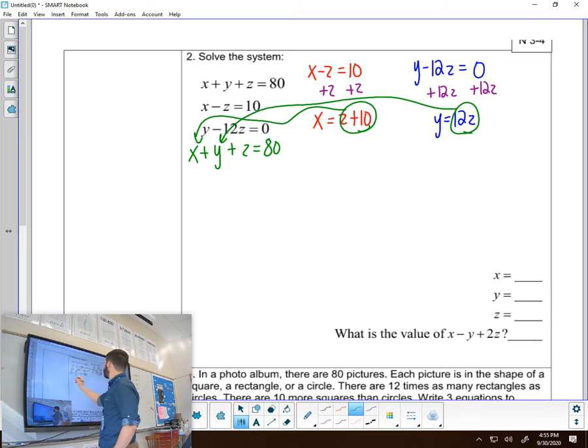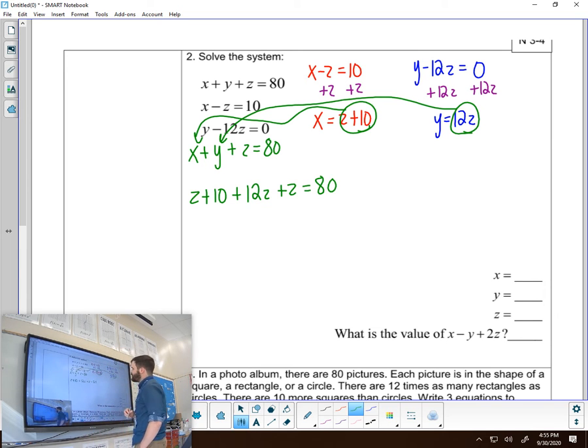So instead of having this x, I'm going to have a z plus 10. Instead of having this y, I'm going to have a 12z. And so then I have successfully created an equation that only has one type of variable. And that one type of variable here is just z. So now we just need to combine like terms. z plus 12z plus z is 14z. So we have 14z plus 10 equals 80.